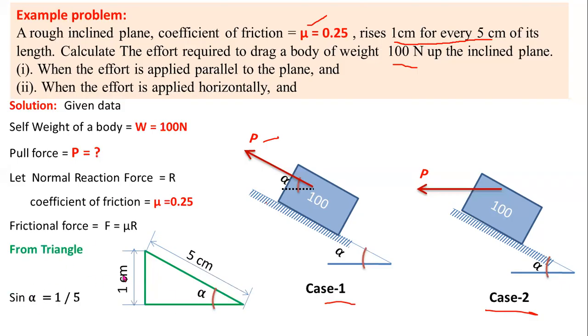From this triangle, sin alpha equal to opposite side by hypotenuse. Here the opposite side is 1 centimeter, hypotenuse is 5 centimeters. So alpha equal to 11.53 degrees. So this is the inclination of the plane with respect to horizontal. In both cases you have to consider alpha equal to 11.53 degrees and self weight W equal to 100 newtons.